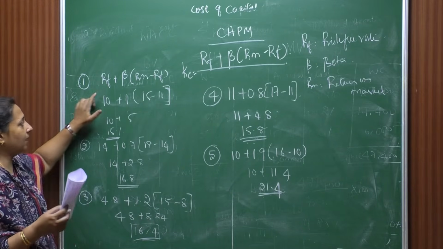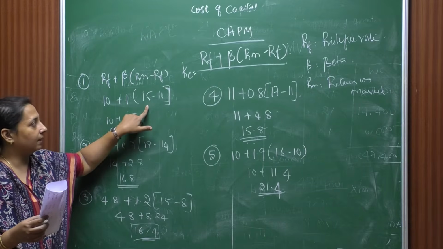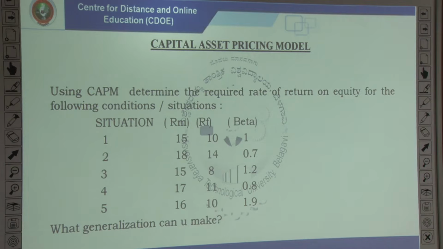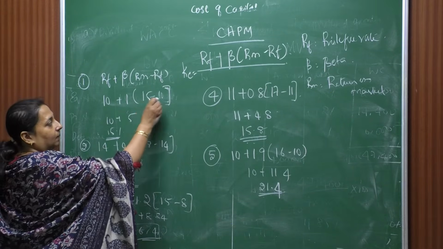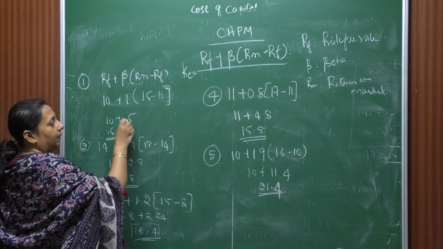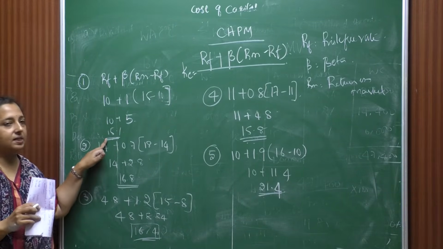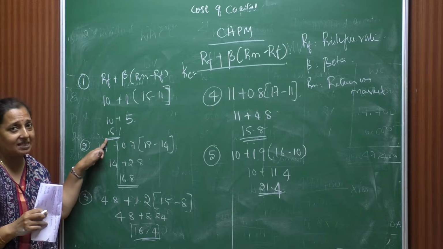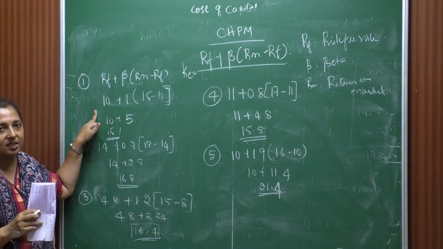So, situation 1: RF is 10, beta is specified as 1, market return is 15, minus 10. Substituting, 15 minus 10 is 5, 5 into 1 is 5, that gives you a total return of 15%, which is the simplest problem. We can't go into detail since it is basic. So, this is the first situation.